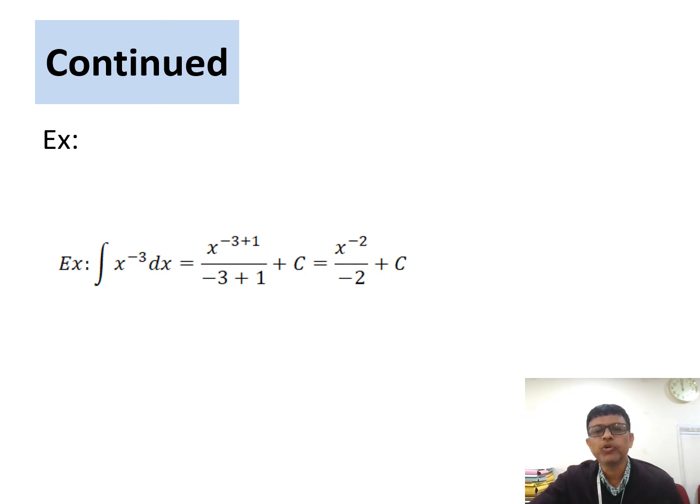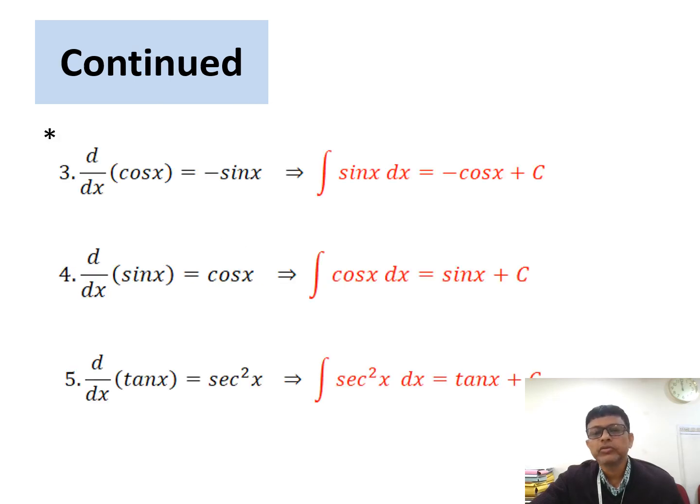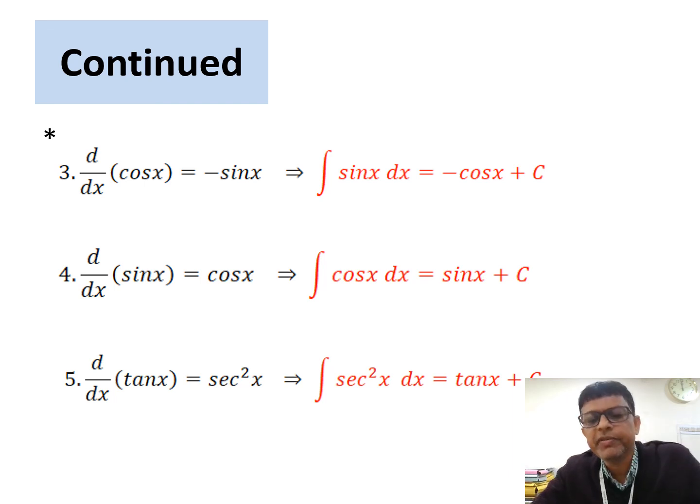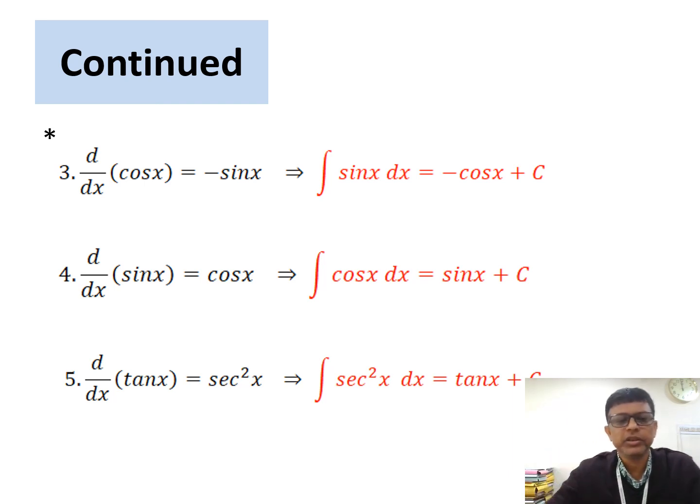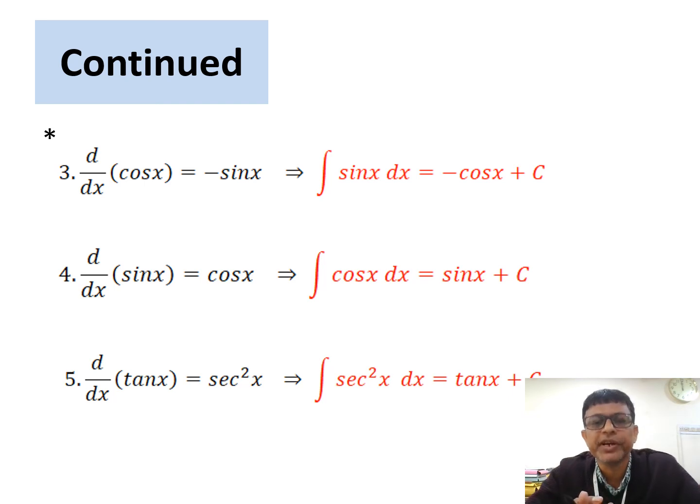Now I'll go for some questions related to trigonometric formulas. Already we know the derivative of cos x is minus sin x. If we change the sign, then it will be sin x. So the integration of sin x is equal to minus cos x plus c. We can say that the integration of sin x is minus cos x plus c. This is a trigonometric formula.